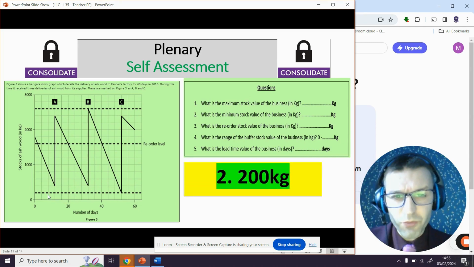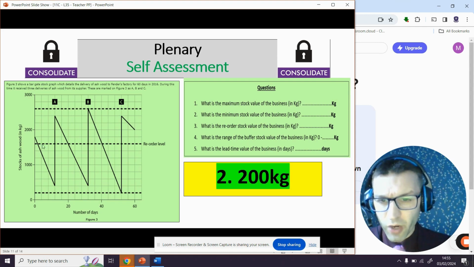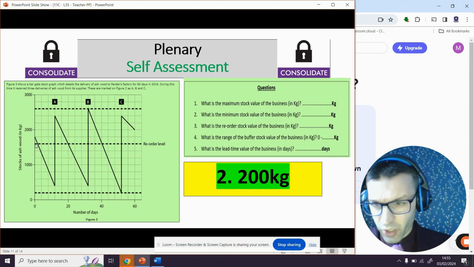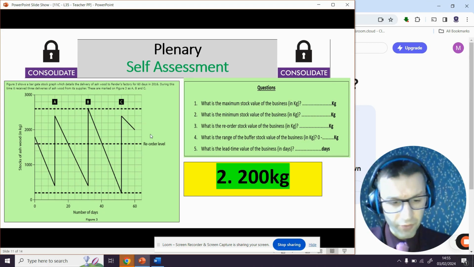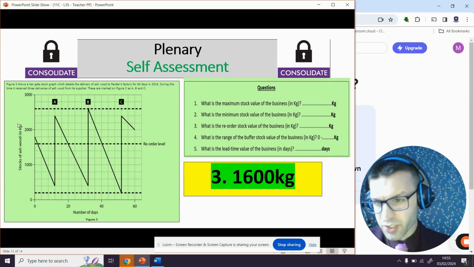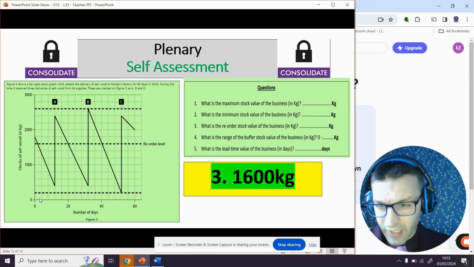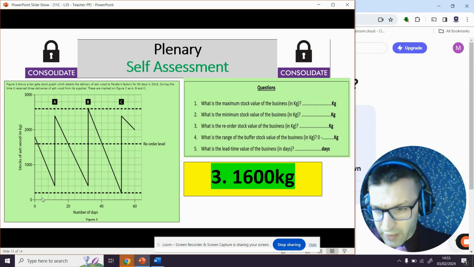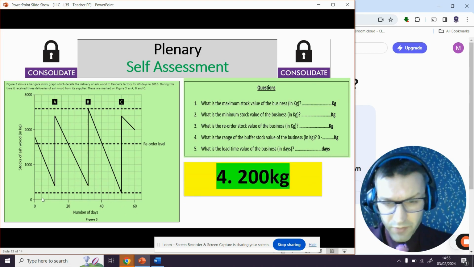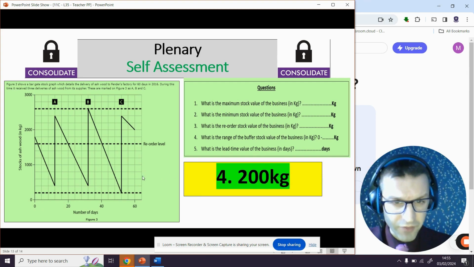Number 3, what is the reorder stock value of the business? This line here is the reorder level. So this is 1,000, 1,200, 1,400, 1,600 for the reorder level in kilograms, of course, as it says on the y-axis here. What is the range of the buffer stock value of the business? The buffer stock is down here in between the 0 and the minimum stock level. So that should be 200 units or 200 kilograms, so to say, for the buffer stock level.